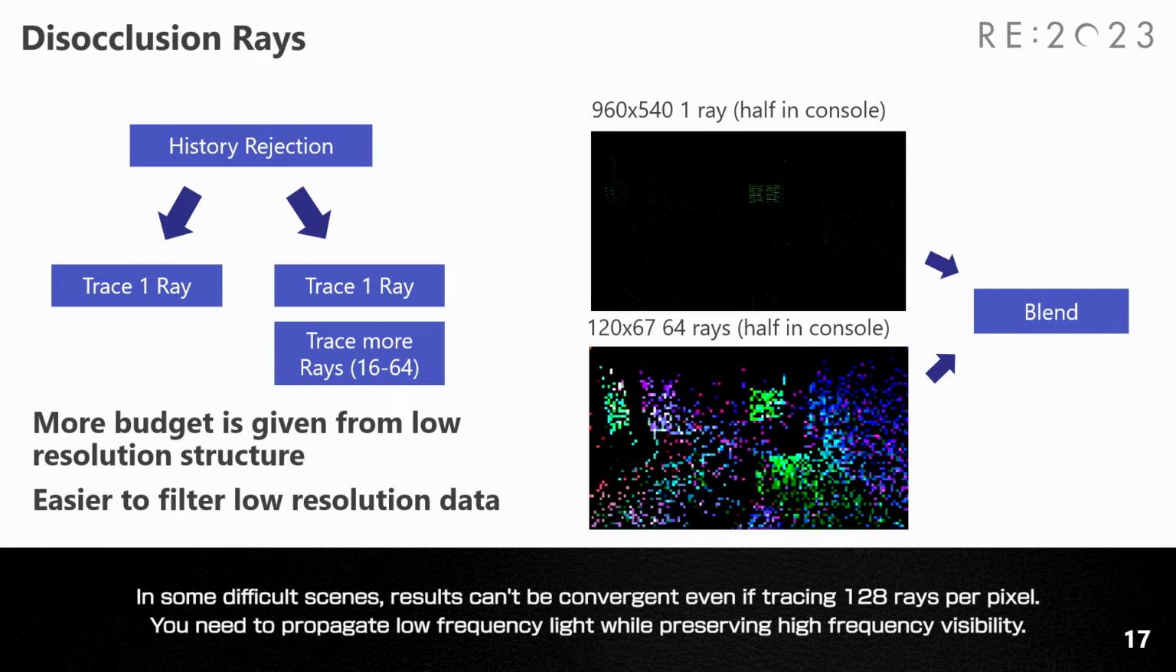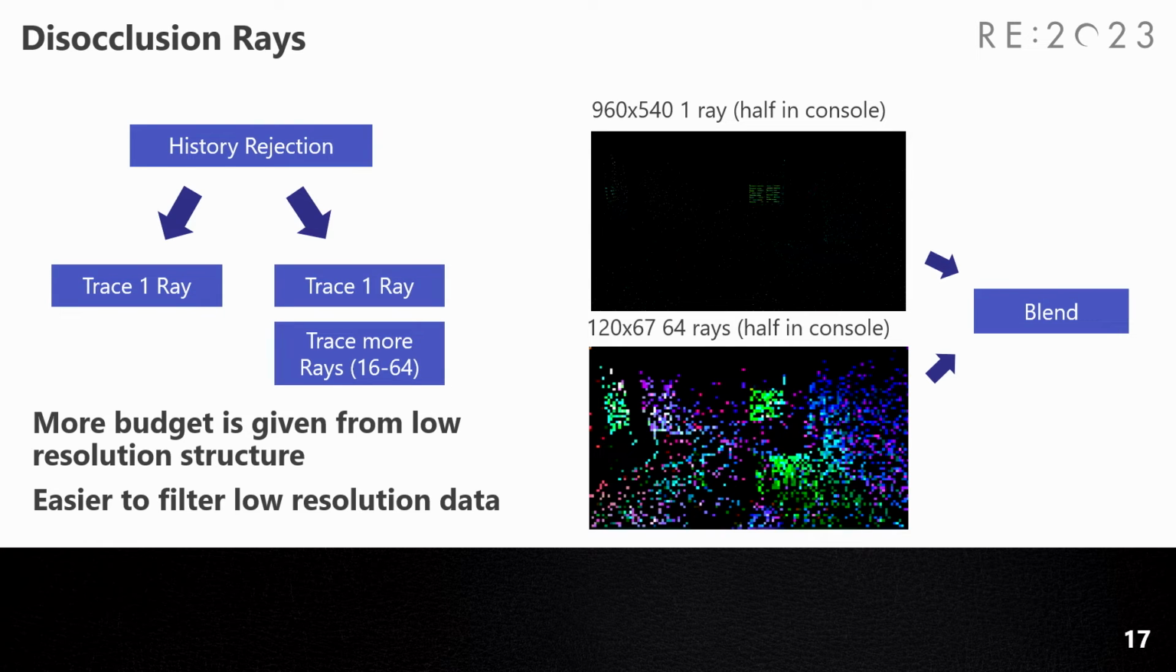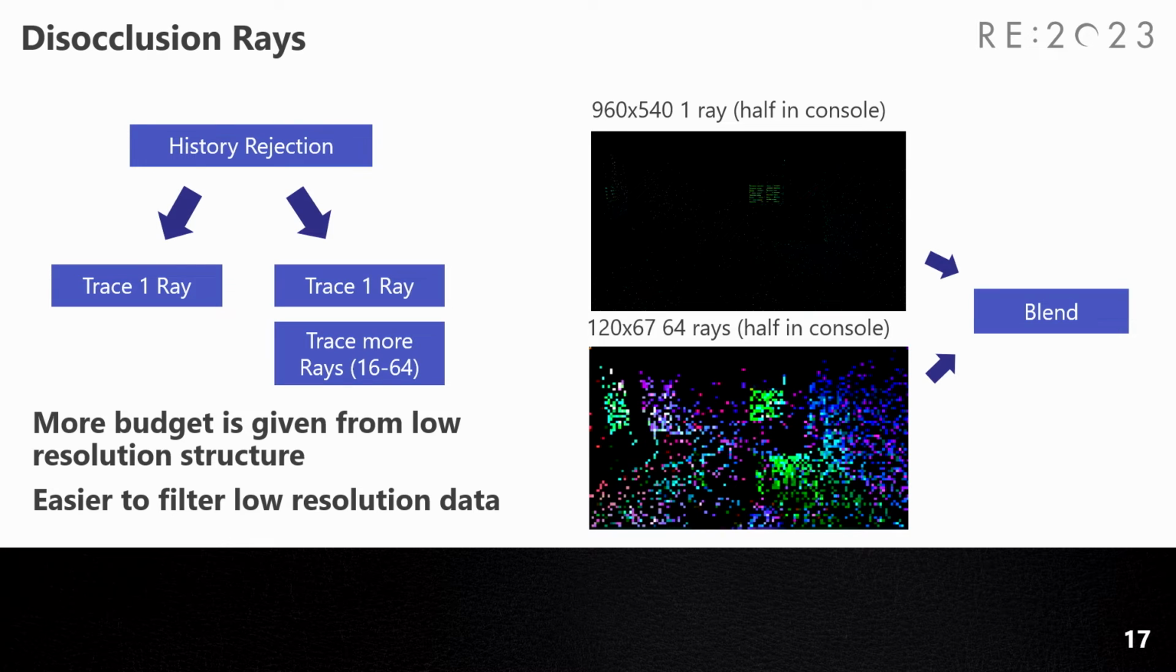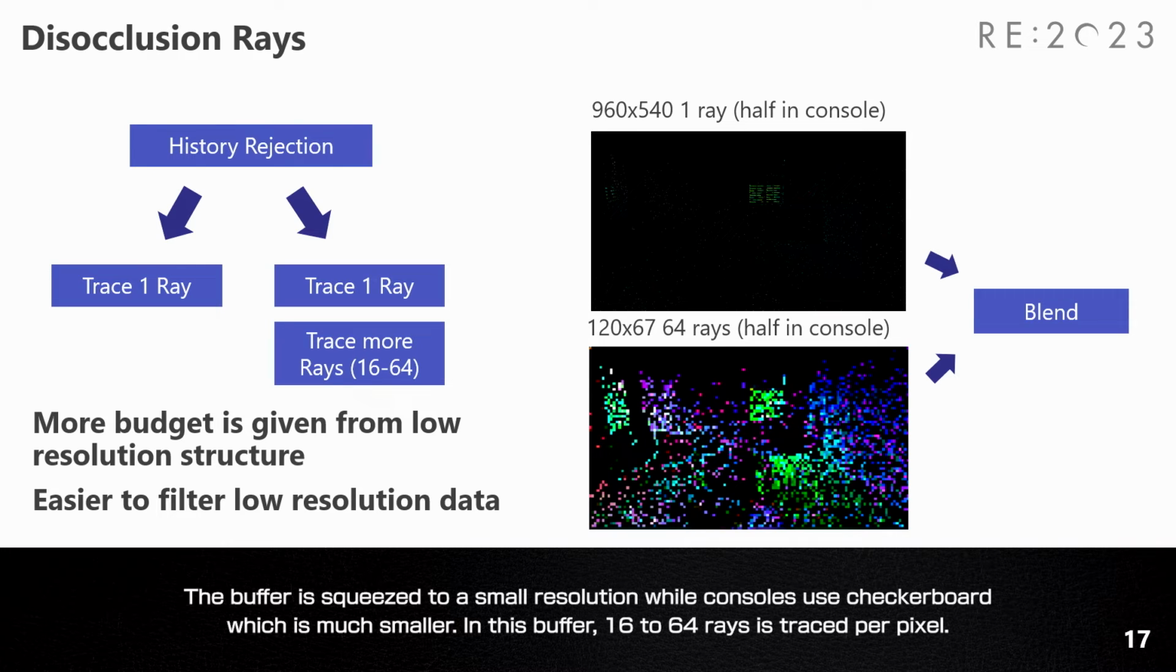You need to propagate low-frequency light while preserving high-frequency visibility. So, extract the useful information, reducing the buffer size and making it small enough to propagate. The same idea is used across all other research, such as machine learning. The buffer is squeezed to a small resolution, while consoles use checkerboard, which is much smaller. In this buffer, 16 to 64 rays are traced per pixel.